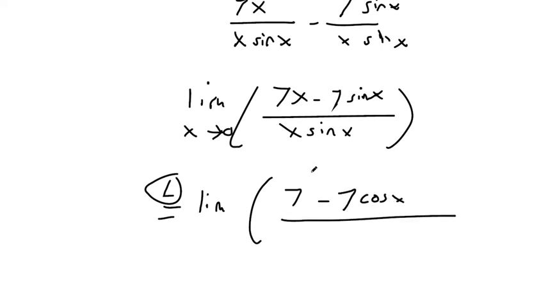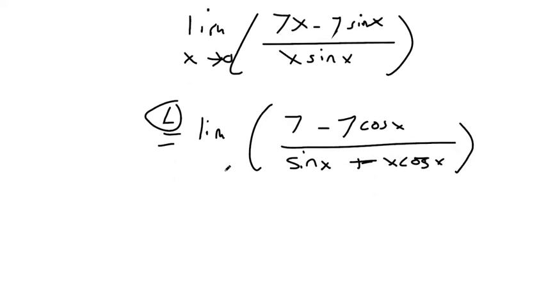And then the derivative of the denominator needs product rule. The derivative of the first function times the second kept the same, plus the first function times the derivative of the second. Oops, that's going to be x cosine x. And so if we were to substitute x equals 0, we would have 7 in the numerator, so we don't have indeterminate form anymore.